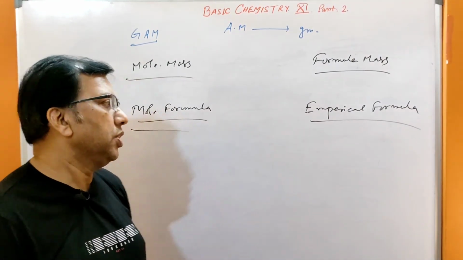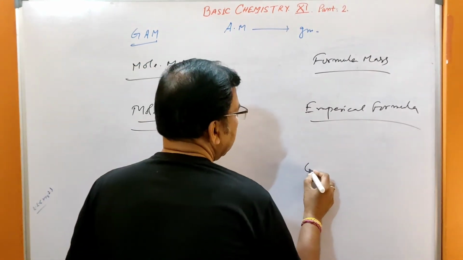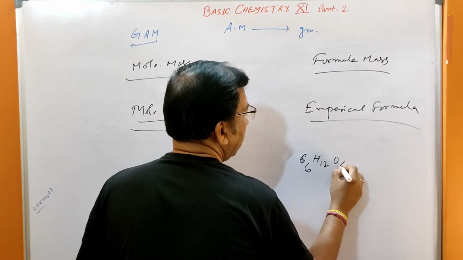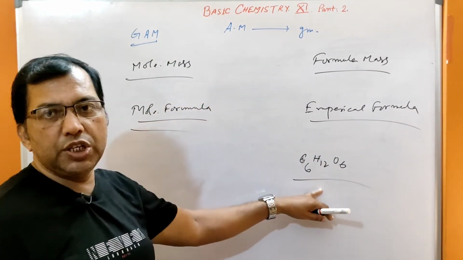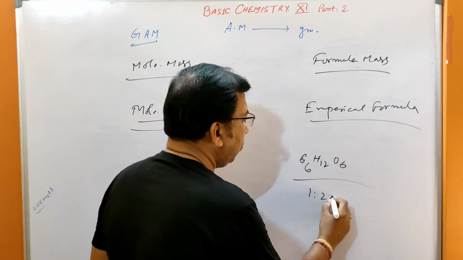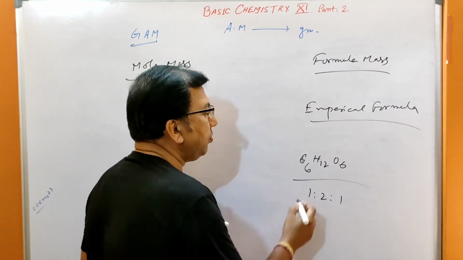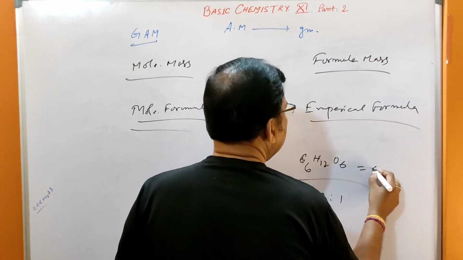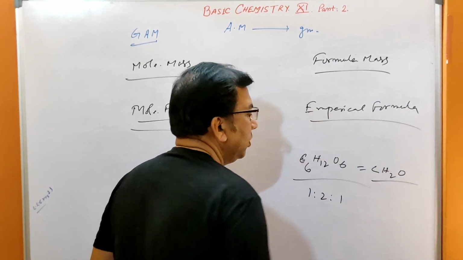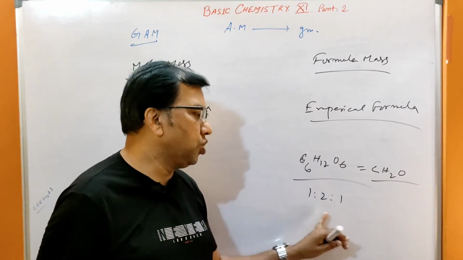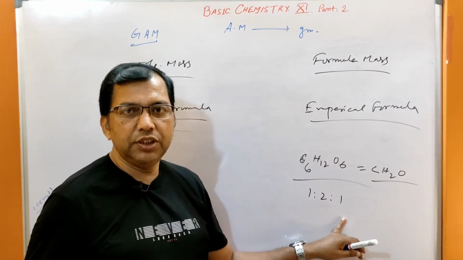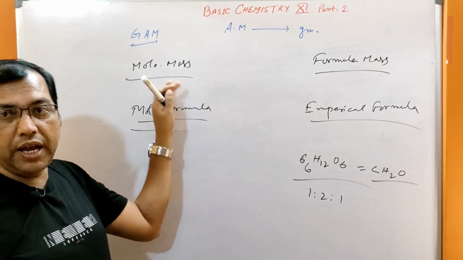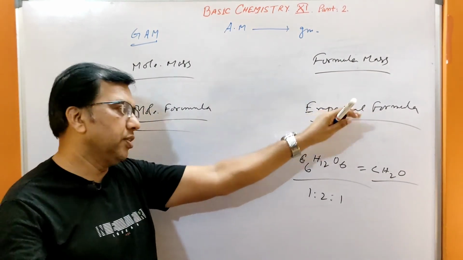Suppose, in case of glucose, C6H12O6, the ratio will be 1:2:1. Its empirical formula will be CH2O, with the ratio 1:2:1. Clear? So this is the main difference between molecular mass and formula mass. Clear? Next.